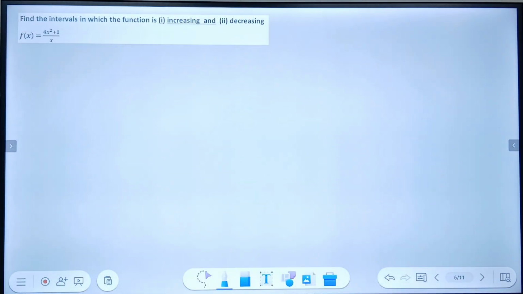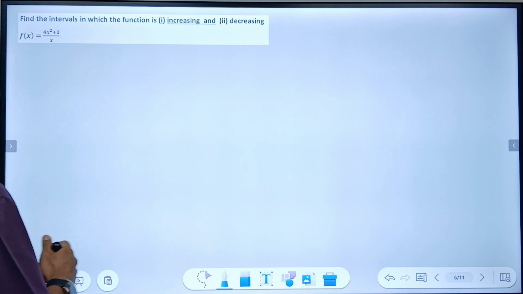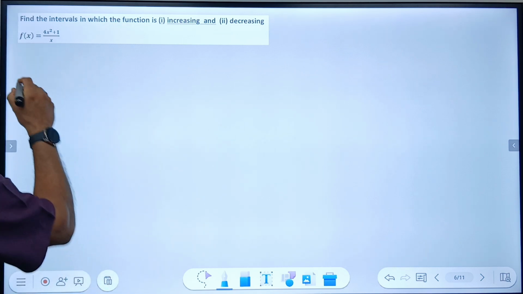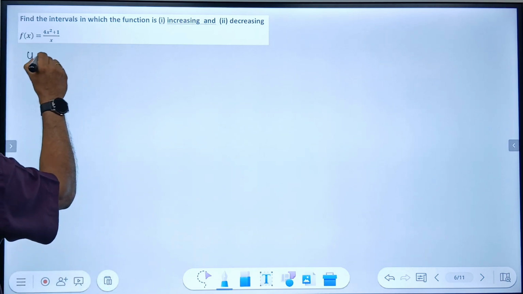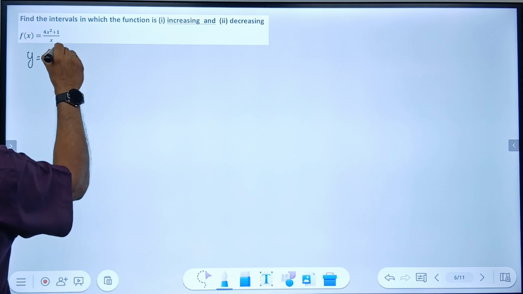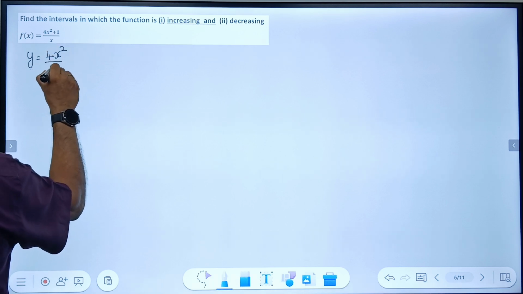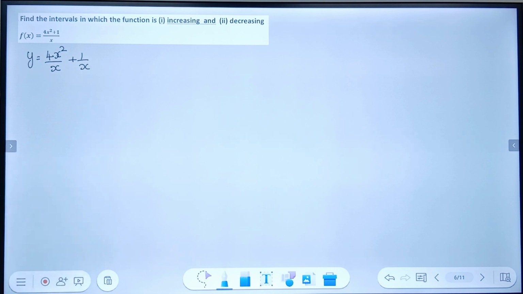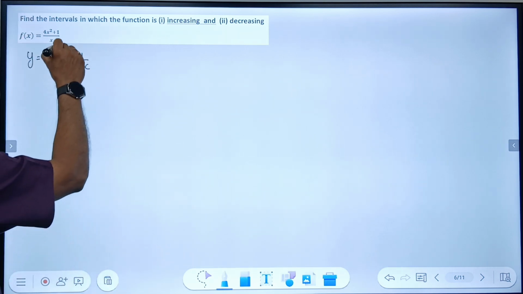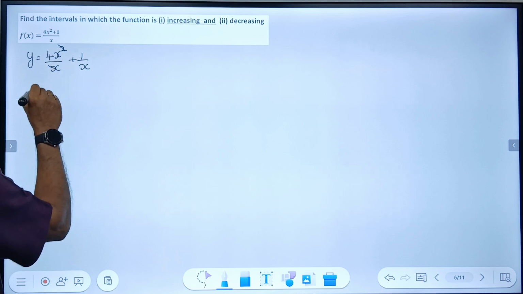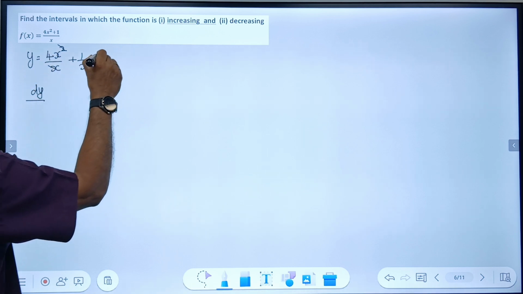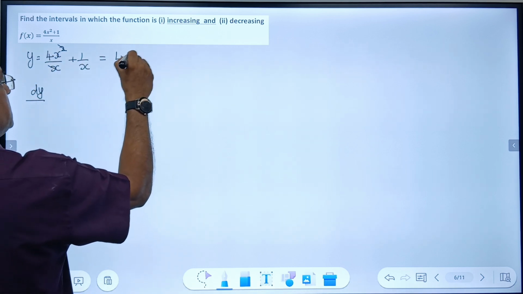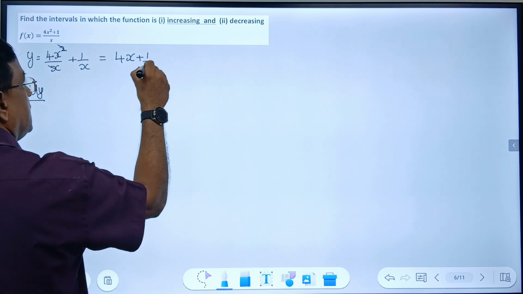This is again a very simple, straightforward problem. It's not at all complicated. So let's try it. So what is y equal to 4x square plus 1 by x? Can I write it as 4x square plus 1 by x, because this makes it a little easier for me. Or otherwise you can straight away use quotient rule. I don't have a problem. So it gets cancelled. So what is dy by dx? This again you can simplify it as 4x plus 1 by x.